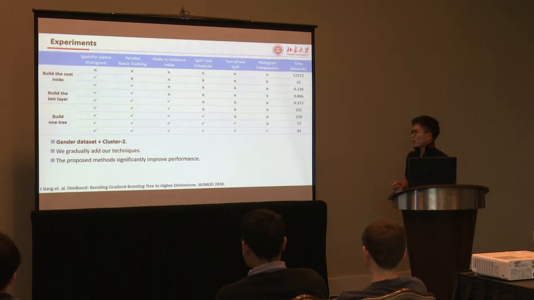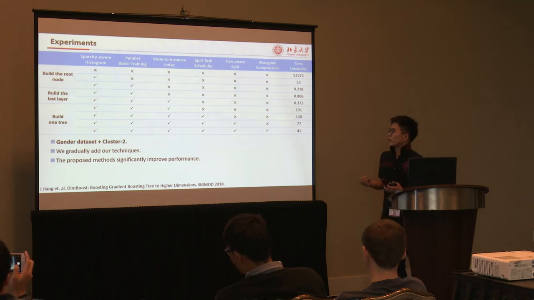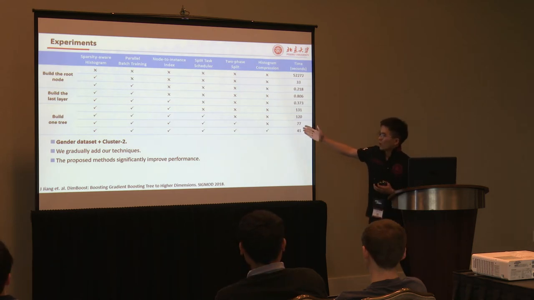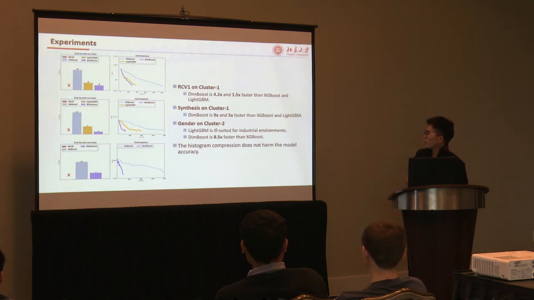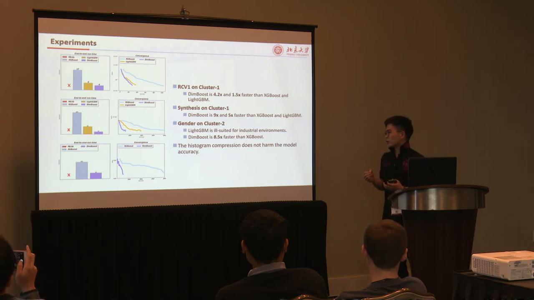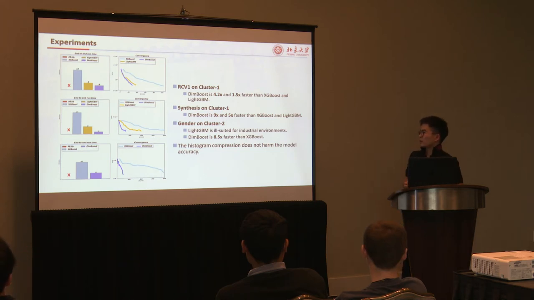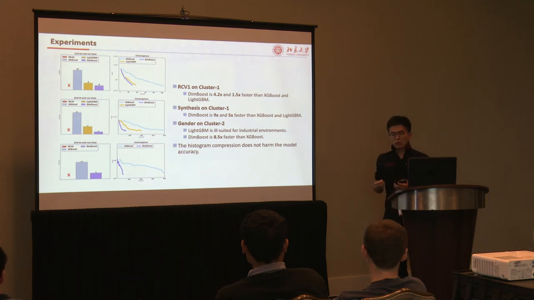On the Gender data set and Cluster 2, we gradually add our techniques and show the performance change. As the results show, our proposed methods can significantly improve performance. We can build one tree within 40 seconds. Then we show the end-to-end performance of four systems. On all three data sets, our system DimBoost achieved the best performance. It is up to 9 times faster than the baselines. And we also find that the histogram compression does not harm the model accuracy.